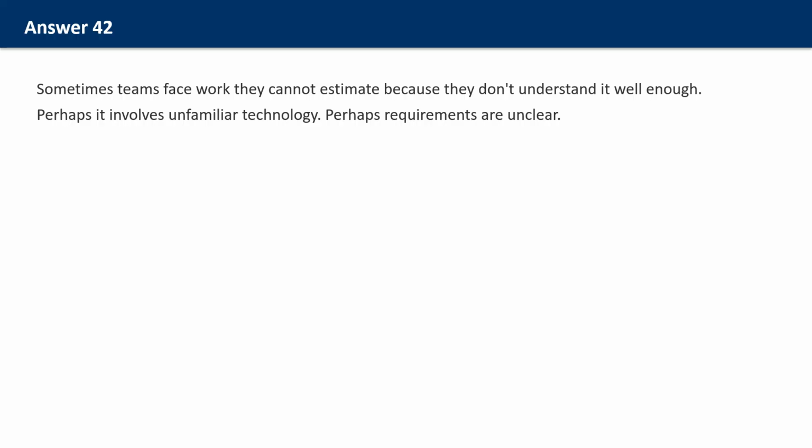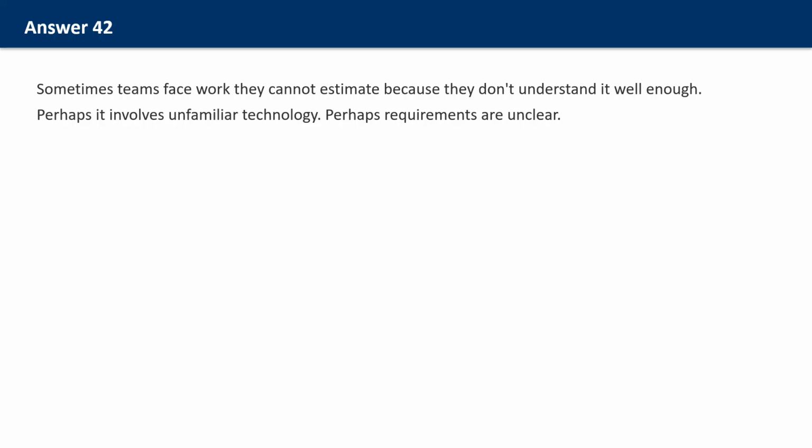Agile addresses this through spikes. A spike is a time-boxed investigation whose output is knowledge rather than working software. The team might spend 2 days exploring an API, prototyping an approach, or researching options. At the end, they know enough to estimate the actual work accurately.